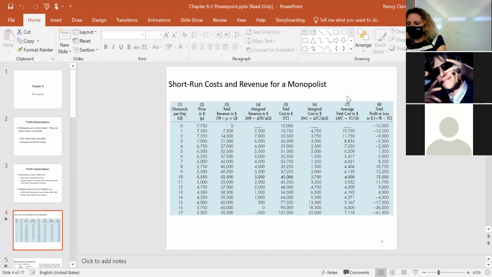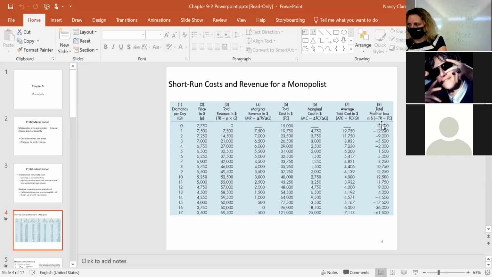But ATC, average total cost, is just your total cost divided by whatever the quantity is. You're trying to find an average. It's just a simple average, okay? That's what you have here. And then total profit and loss is total revenue, which is here in column 3, minus total cost, which is here in column 5.